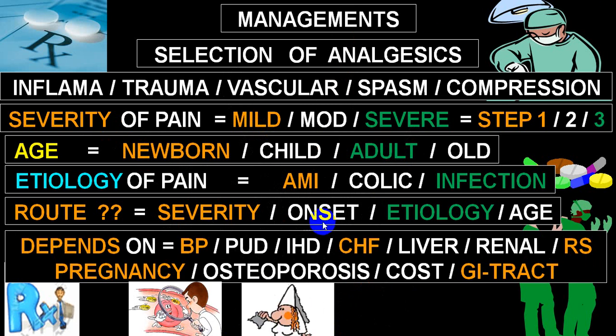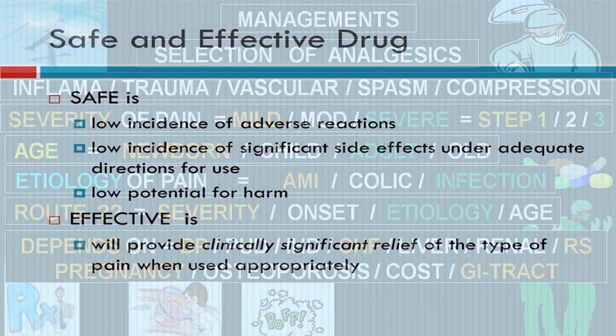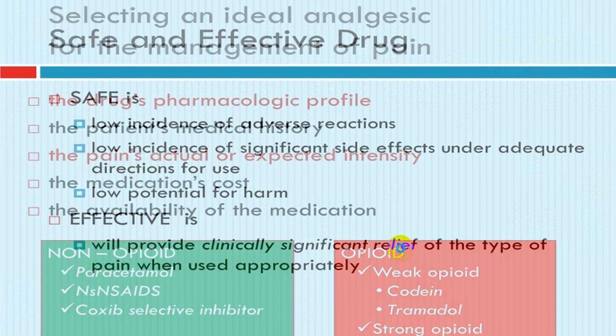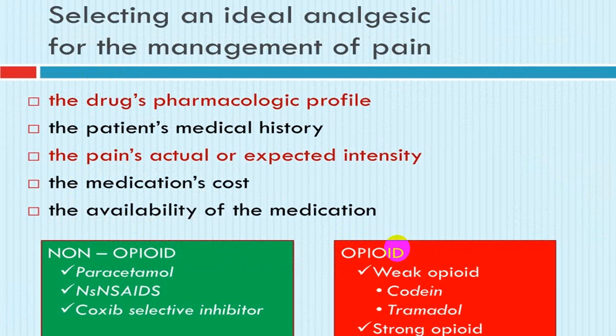So, and also you will have to look at the comorbid conditions like hypertension, peptic ulcer disease, ischemic heart disease, congestive heart failure, liver conditions, liver function test, renal function, respiratory disorders like asthma, COPD, pregnancy, osteoporosis, cost, GI tract. So there are a lot of factors which will change your selection of analgesics. So you have to select a safe and effective analgesic. Safe and effective analgesics are very difficult to select.